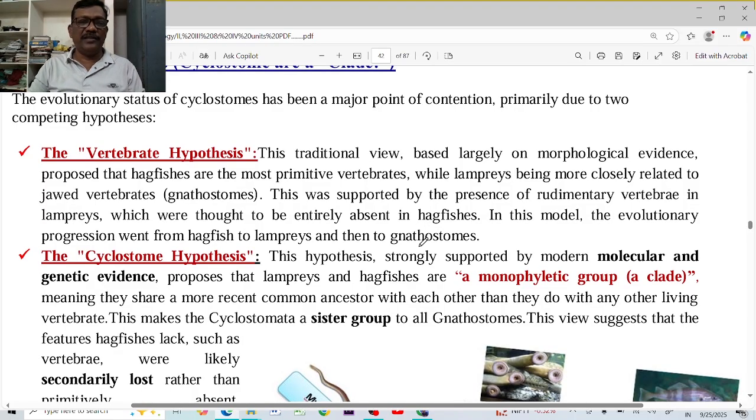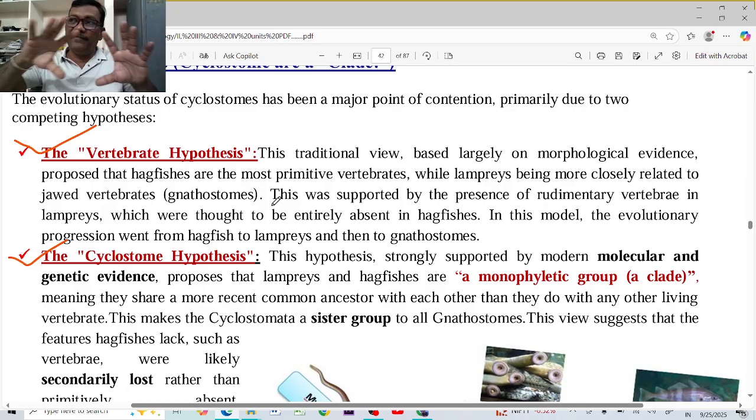This is about the origin or evolution of cyclostomes. Here, two theories are there: the vertebrate hypothesis and the cyclostome hypothesis. The cyclostome hypothesis is now mostly accepted, but the previous one is the vertebrate hypothesis. In this vertebrate hypothesis, the beginning animals are actually hagfishes, myxine. They do not have any vertebral column in their body. But later, from these hagfishes, lampreys or petromyzons evolved on this earth.